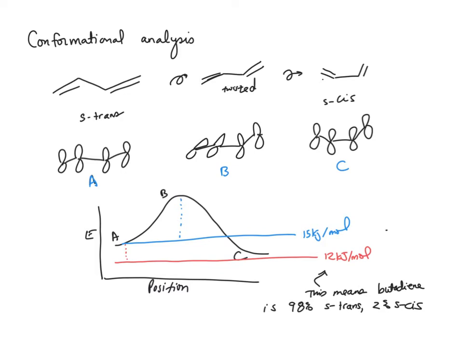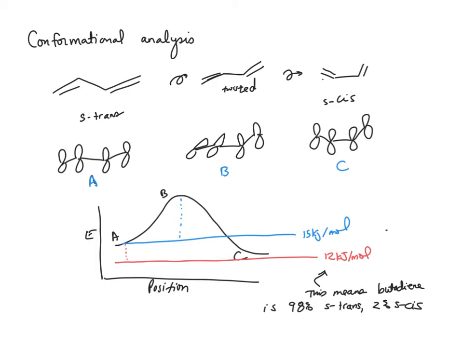It's also important to consider the conformation of butadiene and related molecules in solution, because this can help you with understanding their reactivity. There are 3 main conformations of butadiene that we can consider. The first one is called s-trans, and that's where we have the molecule in a zigzag.